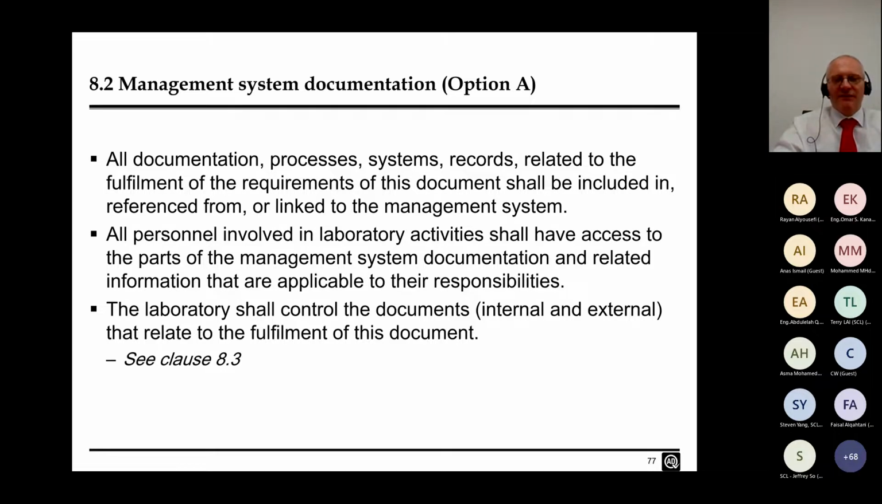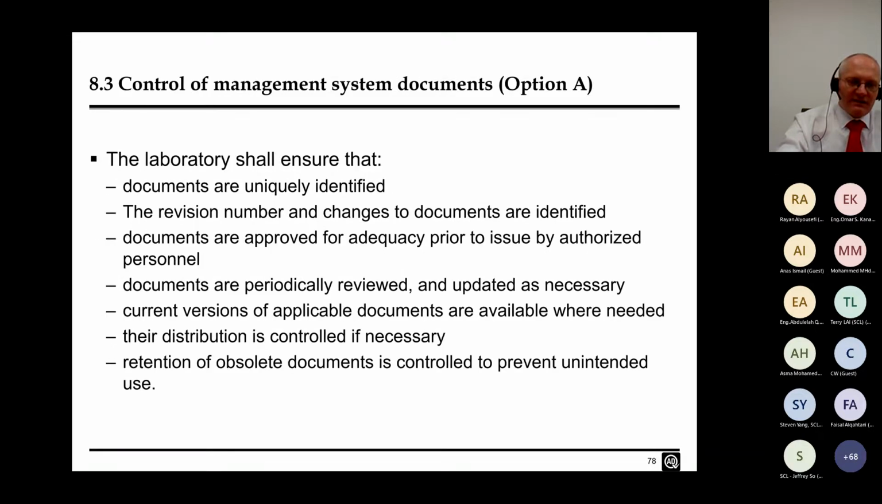And these documents need to be under control. External documents and internal documents need to be controlled so that they are in some way issued and withdrawn, so that you can only get hold of the current documents unless you have a very good reason to keep the obsolete ones. And 8.3 is the next section, which talks about control of management system documents.